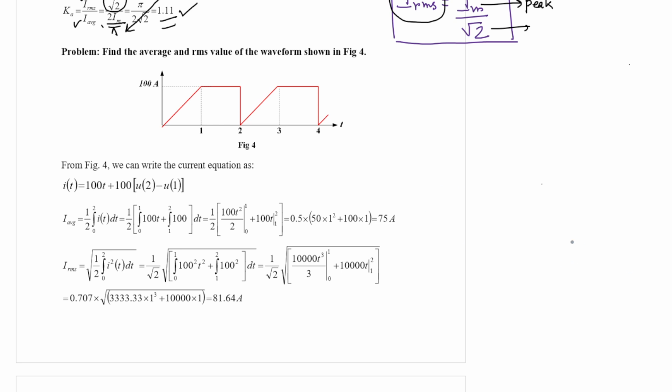Consider figure 4. We have a figure. Now what is the average value and RMS value of the waveform shown in figure 4? We need to evaluate the average value and RMS value.